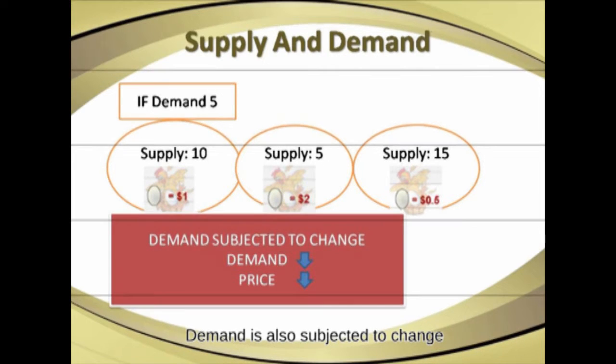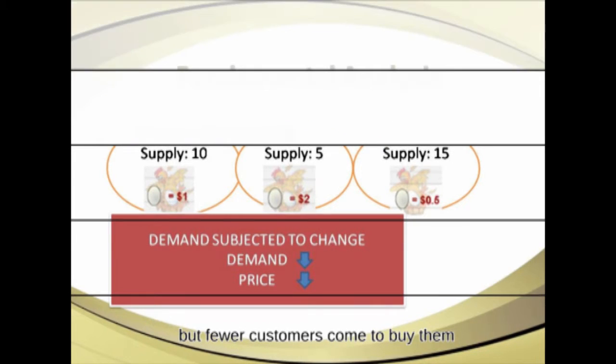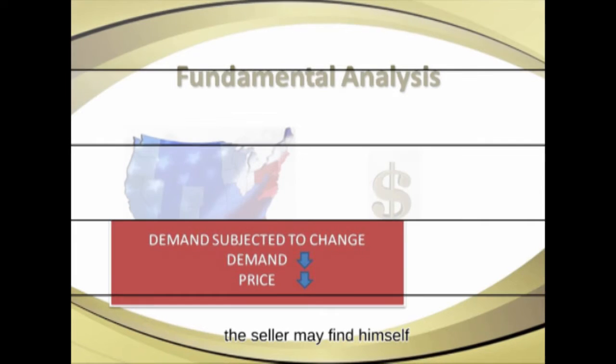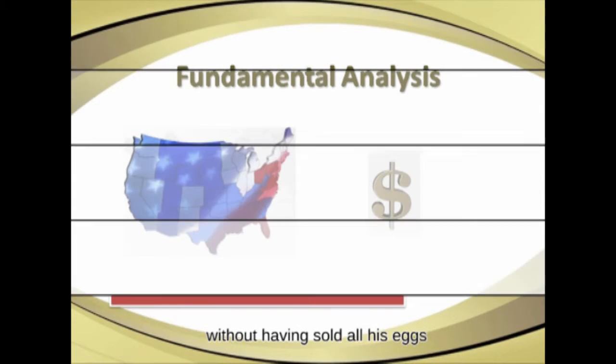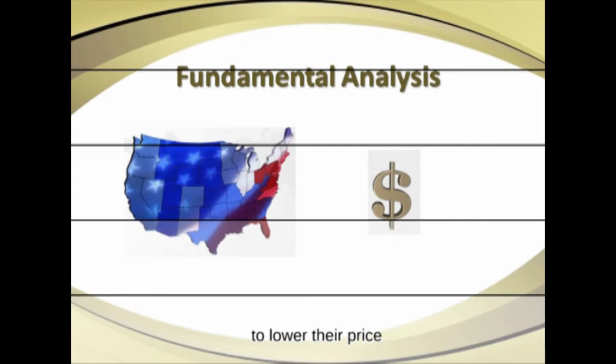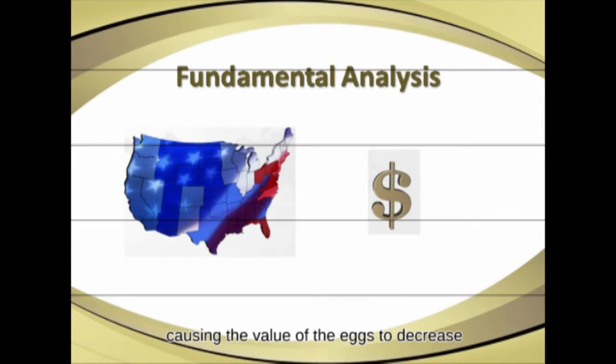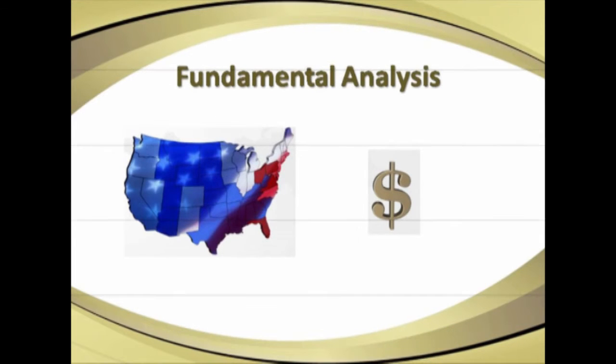Demand is also subject to change. For example, if one day the chickens laid their usual 10 eggs, but fewer customers come to buy them, the seller may find himself left at the end of the day without having sold all his eggs, requiring him to lower his price. In other words, the supply remains the same, but the demand has decreased, causing the value of the eggs to decrease.